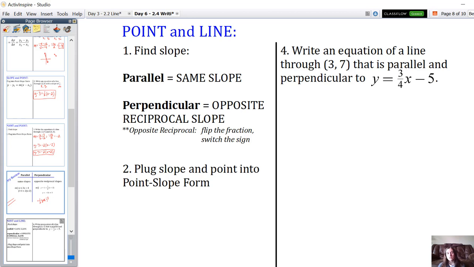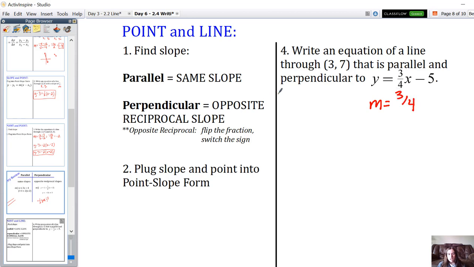So, write an equation of a line through (3, 7) that is parallel, and one that's perpendicular to y = 3/4x - 5. So, the original slope is this number that's attached to the x here, because this is in slope-intercept form. This is our slope. So slope here is 3 over 4.